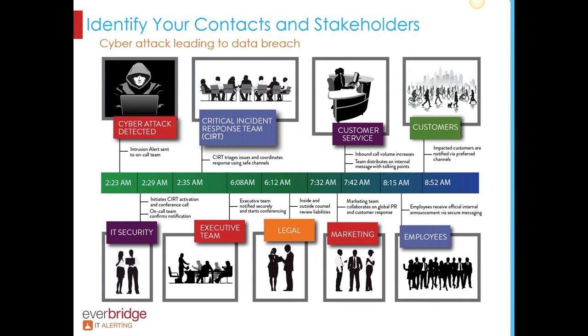Just as an example, this is a timeline of what happens during a cyber attack, which in this case led to a data breach. You can see here the different stakeholders, and you can see that some are outside of the IT department. You will have the marketing department, the legal department, the executive team, your employees involved at one point. So notifications and communications will have to be sent to those different groups of people, including employees at one point, to let them know that they shouldn't use the company's network anymore.